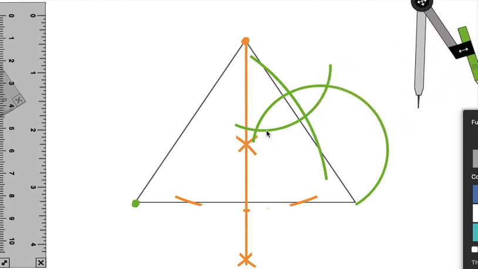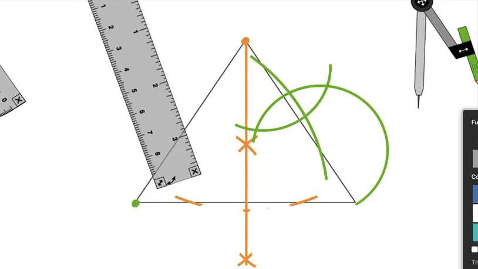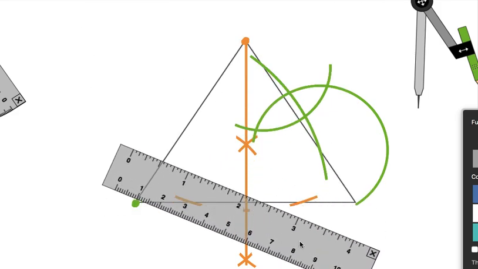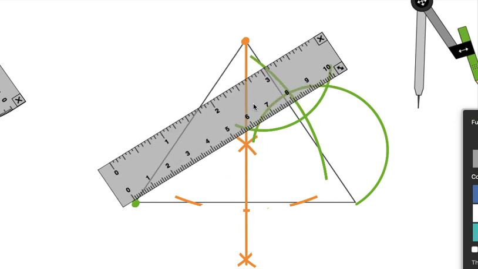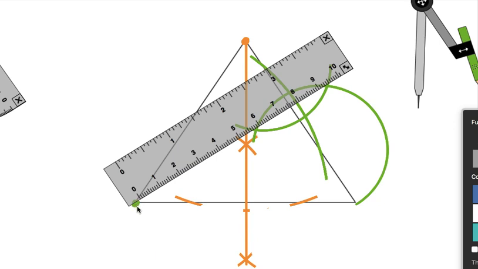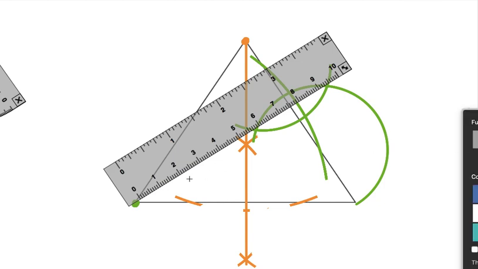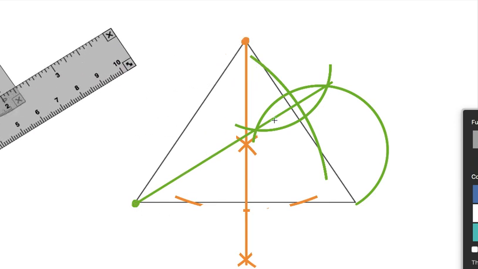So now I have these 2 intersections and my point. I want to line up my straight edge so that I can draw a straight line between those things. So I want to line it up so that the vertex of the triangle and those 2 intersection points of that construction I just made will all fall on a straight line. And that straight line that I draw will be my altitude. All right, so that line is the next altitude.